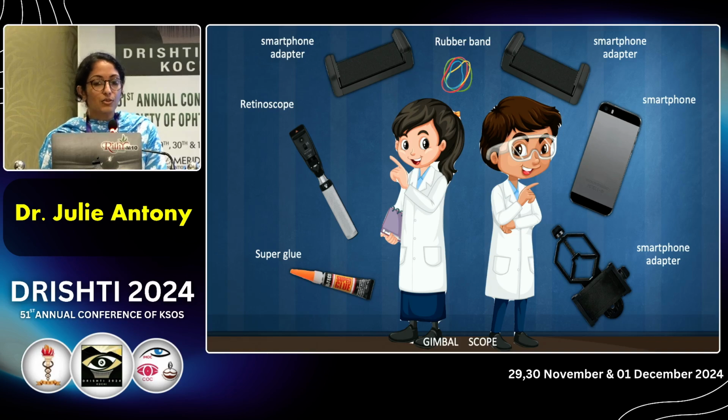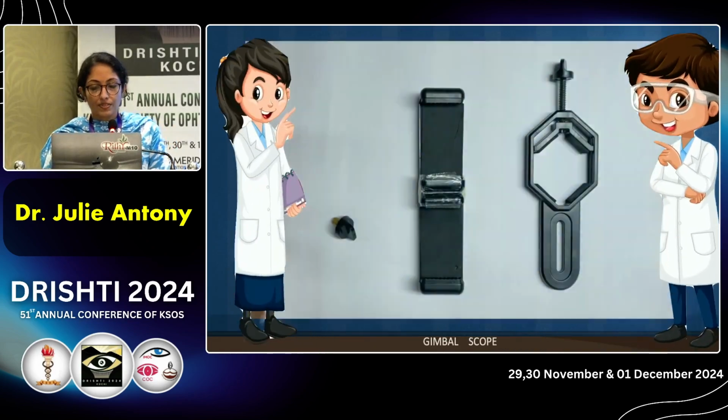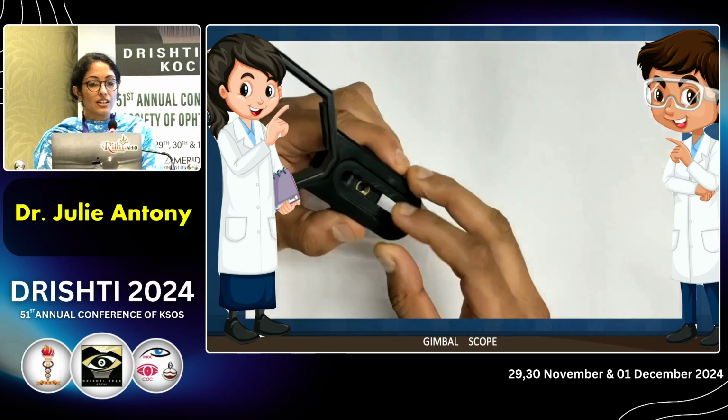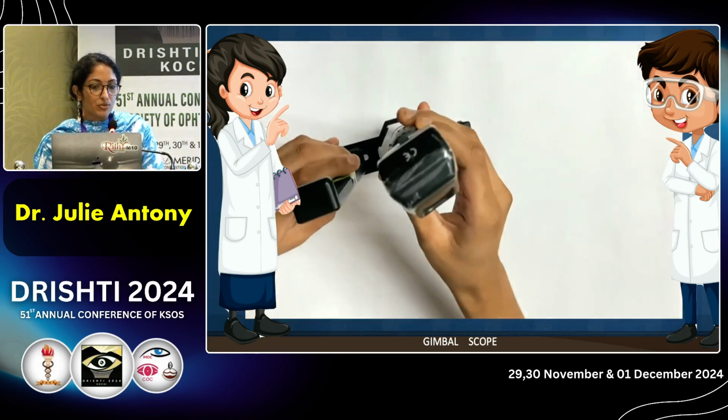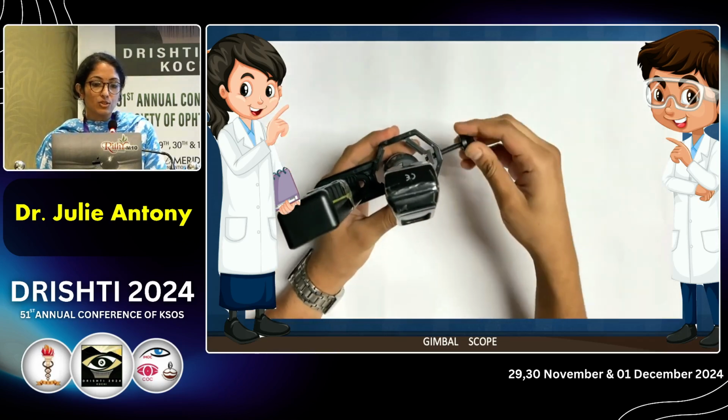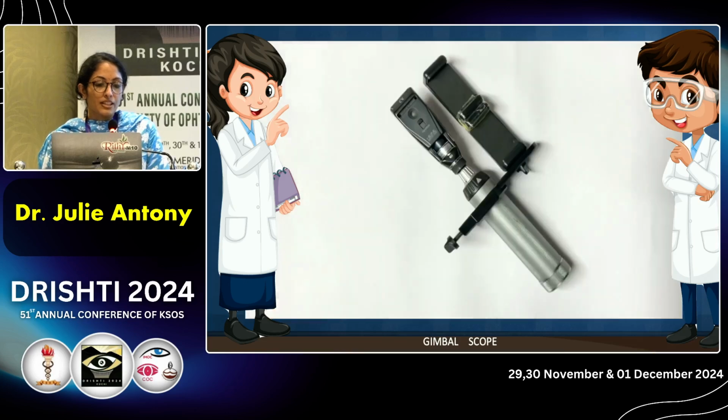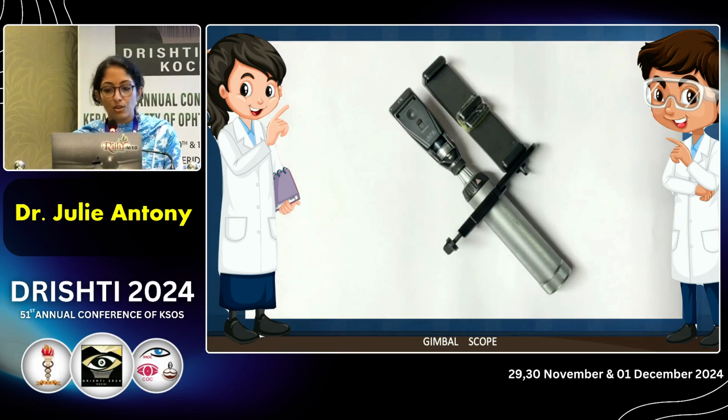The materials needed for making the gimbal scope are any smartphone or Android phone, 3 smartphone adapters, which can be attached using a simple rubber band or super glue, and the retinoscope. So this is the video showing how to make the gimbal scope. We attach the adapters with a screw and attach the retinoscope in the adapter. Then the mobile phone is attached to the adapters, and the mobile phone camera should be aligned with the peephole of the retinoscope.